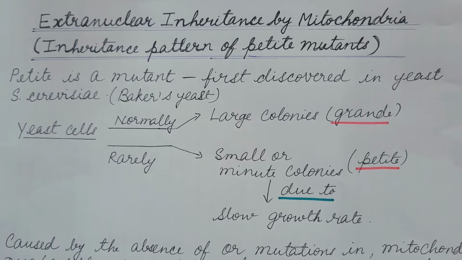that is the 4 o'clock plant, and this involves inheritance by chloroplast. Since the chloroplast has its own DNA and is present in the cytoplasm, it is also known as cytoplasmic inheritance. You can refer to my video, the link is given in the description box.